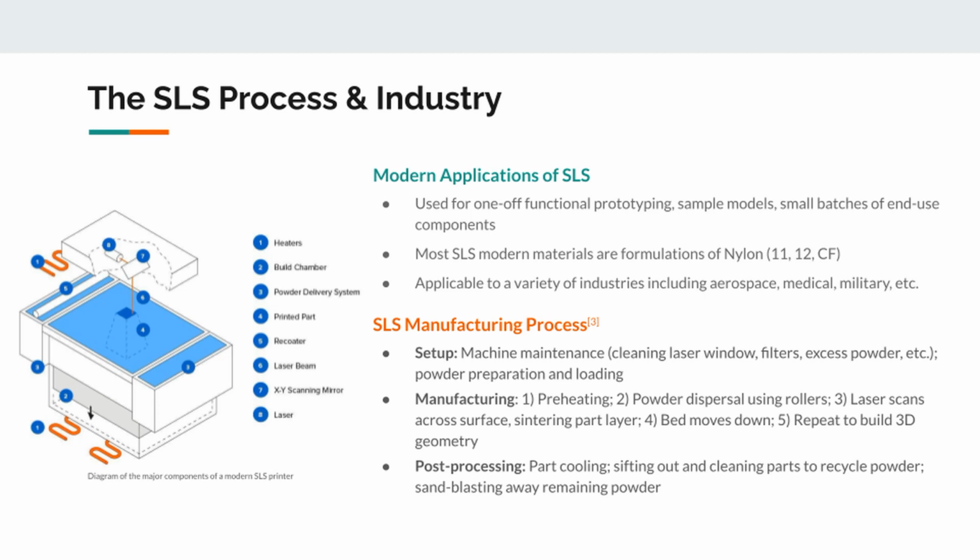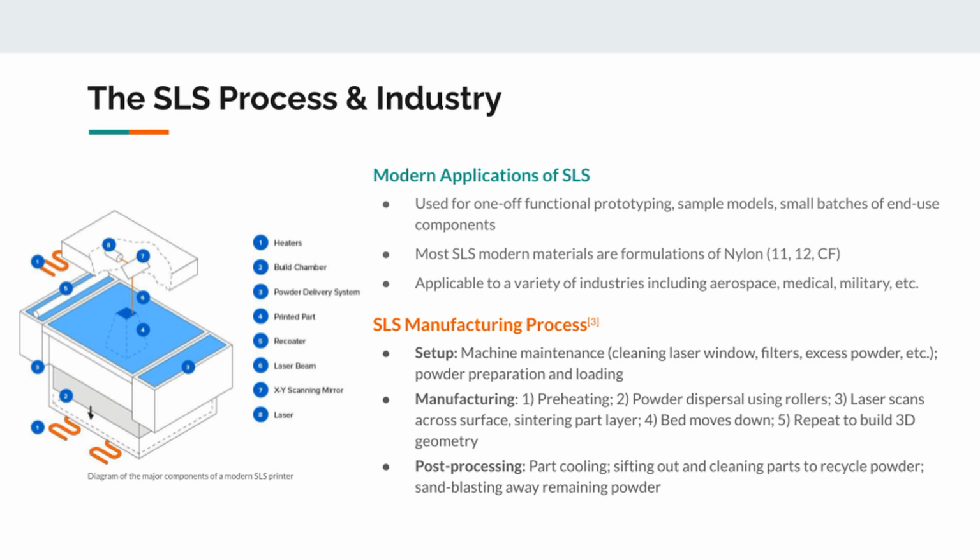In the setup, the machine needs to be maintained, and this includes cleaning of the laser window, cleaning of the filters, the excess powder has to be taken care of, etc. and the powder must be prepared every time that you want to run the SLS process. The manufacturing is broken down into 5 main steps.